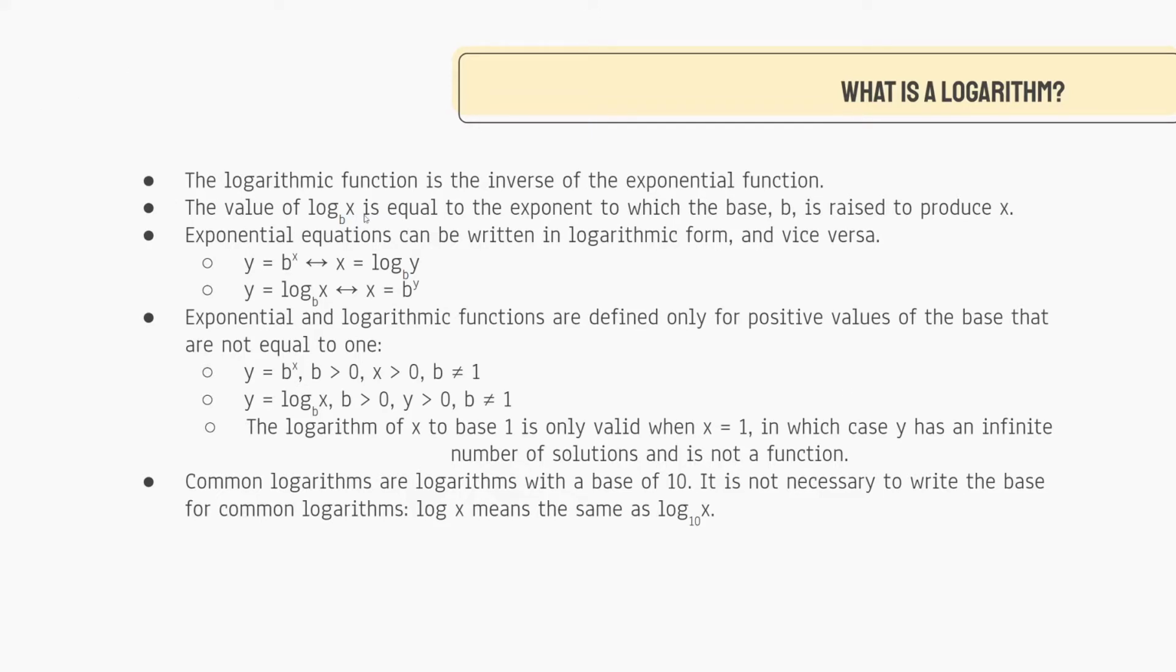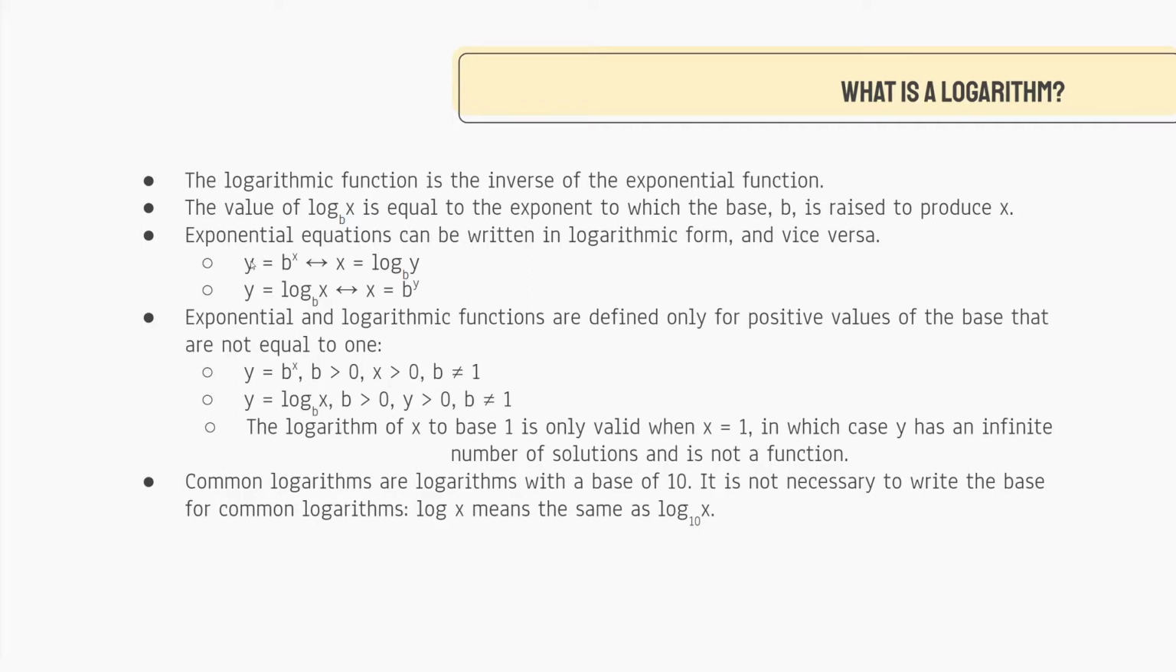So the value of log_b of x is equal to the exponent to which the base b is raised to produce x. The way you would read this is: the value of log of x to the base of b is equal to the exponent to which the base b is raised to produce x. So again, to read this, you would say that we have a logarithm of our x value to the base of our b value. So we can actually write an exponential equation as a logarithmic expression and vice versa.